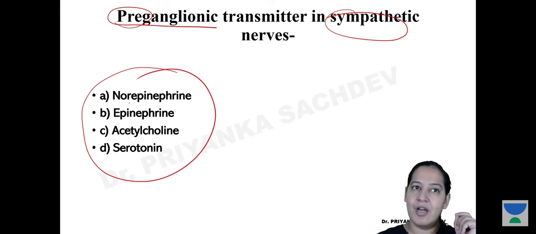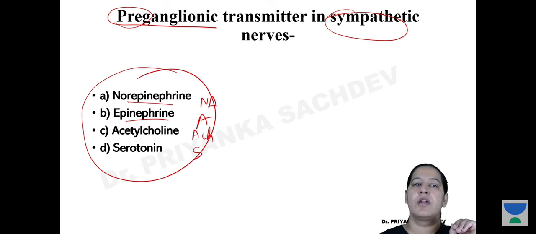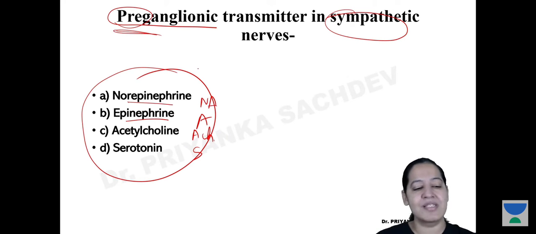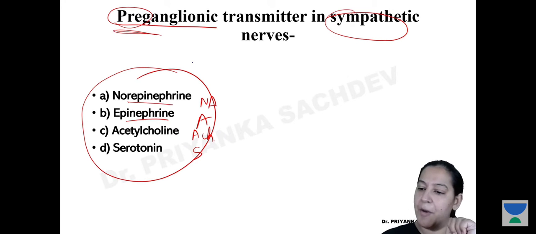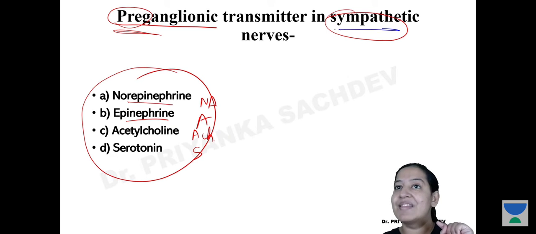Your options are norepinephrine, epinephrine, acetylcholine or serotonin. Epinephrine means noradrenaline, adrenaline, one and the same thing. So what is the neurotransmitter for preganglionic nerve fibers? I'm not asking about postganglionic. I'm asking about preganglionic. Preganglionic neurotransmitter for sympathetic nerve fiber.